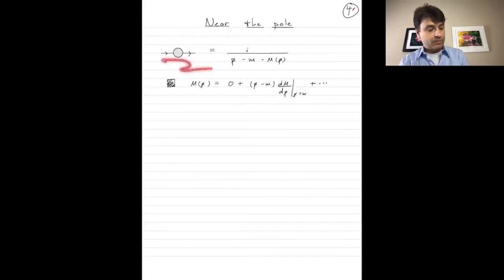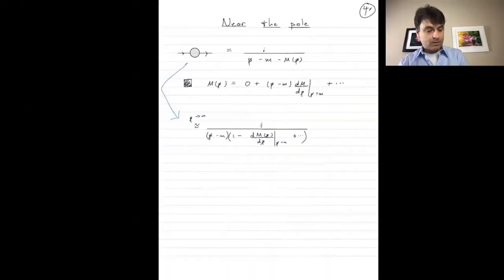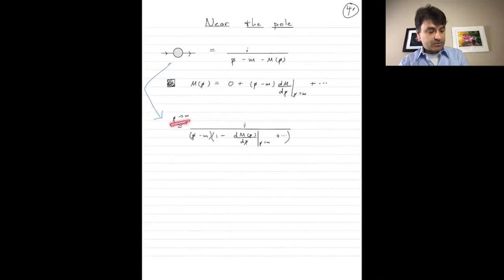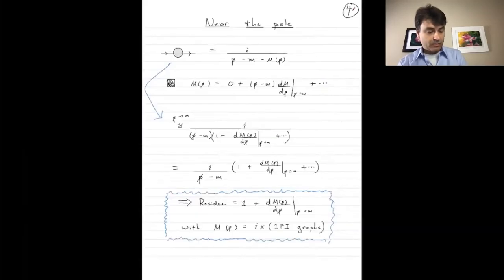I'm going to take the full fermion propagator here. I'm going to remember how I expanded M of p slash around the pole, so around p slash equal to m. And I'm going to look at p slash close to m and do that expansion. Okay, so if I use this expansion up in here, then I get this in the denominator of the propagator. And if I expand again so that I can move this factor into the numerator, then the minus sign becomes a plus sign. And here we have the residue.